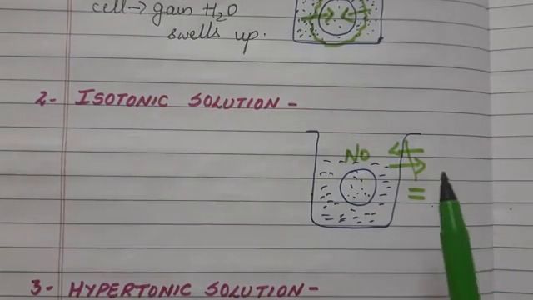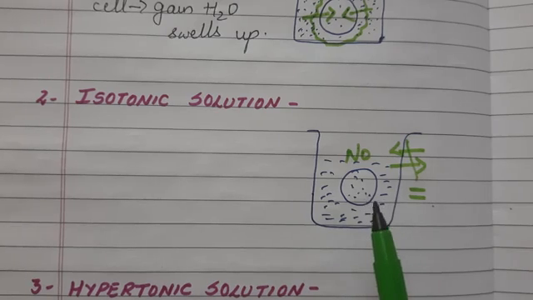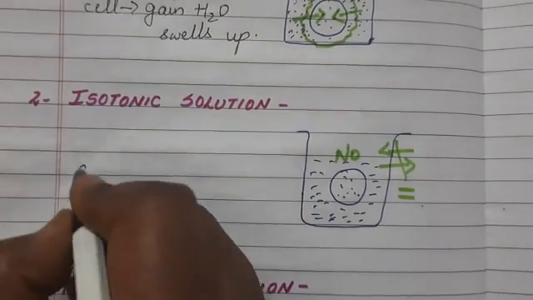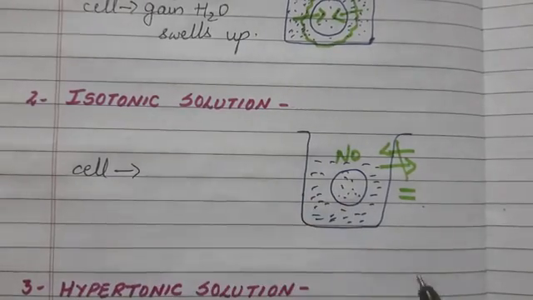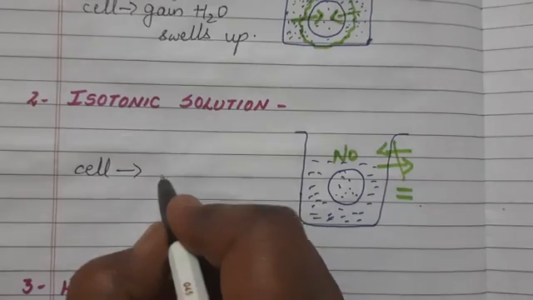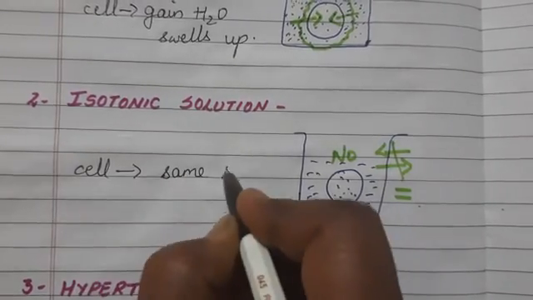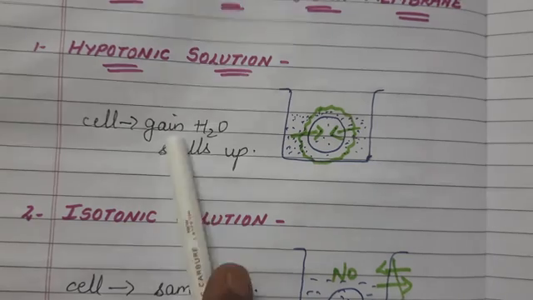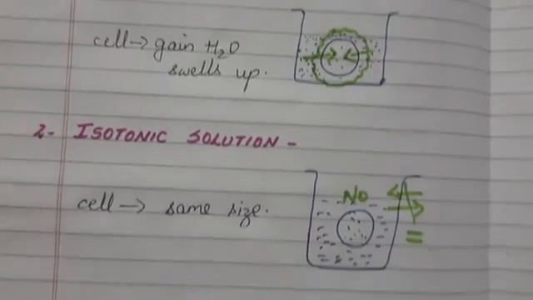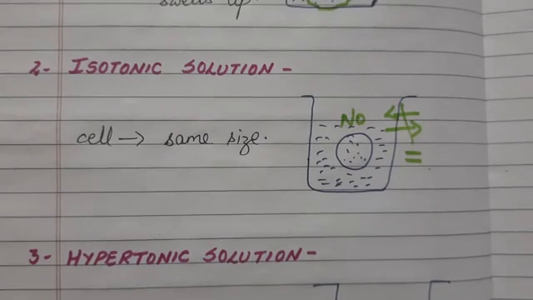So this kind of solution is called an isotonic solution. That means the cell will remain the same size. The cell will neither gain water nor lose water. That means the cell will remain of the same size. Clear, children? So these are the three conditions: hypotonic solution, isotonic solution and hypertonic solution.